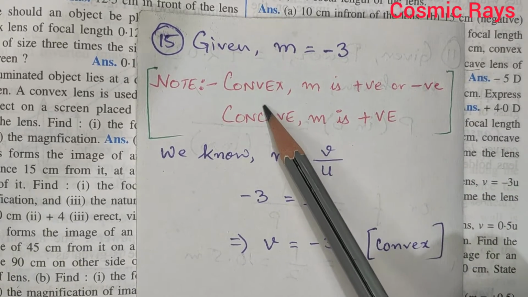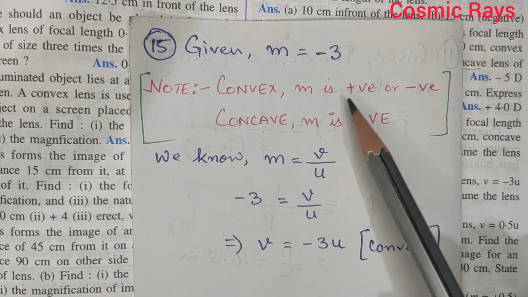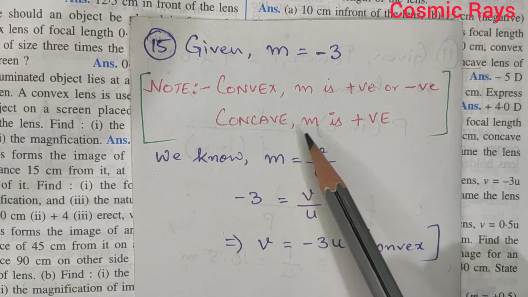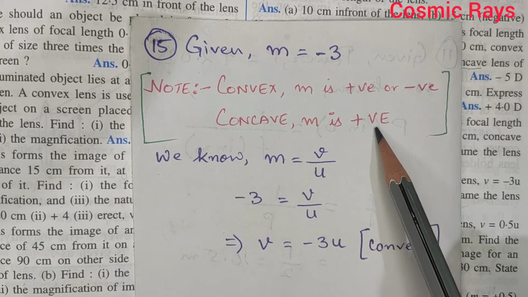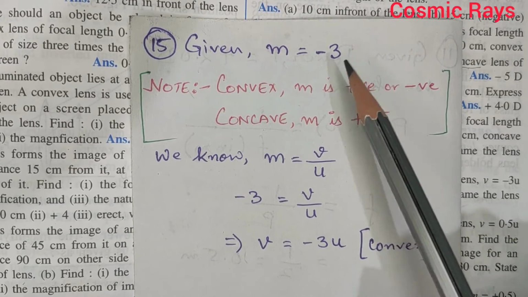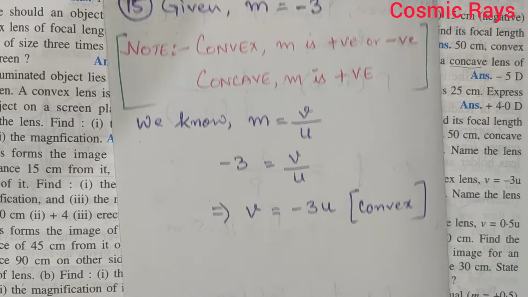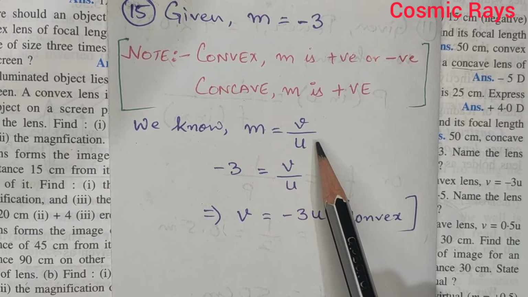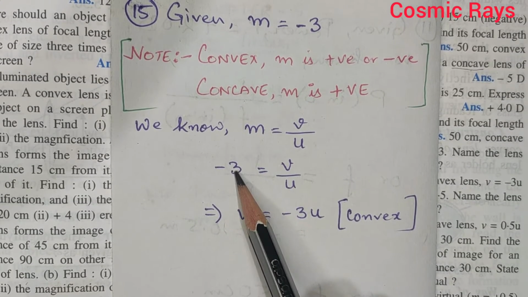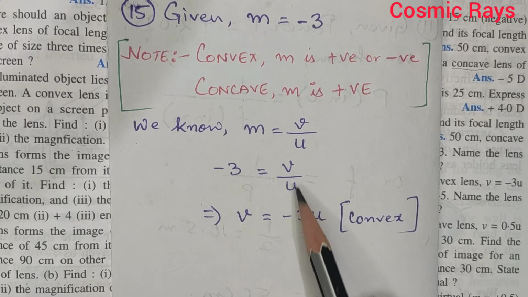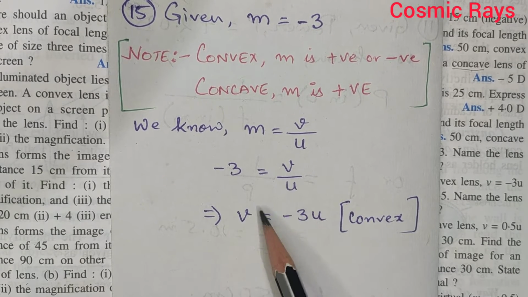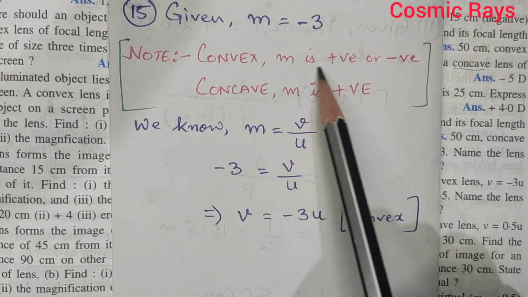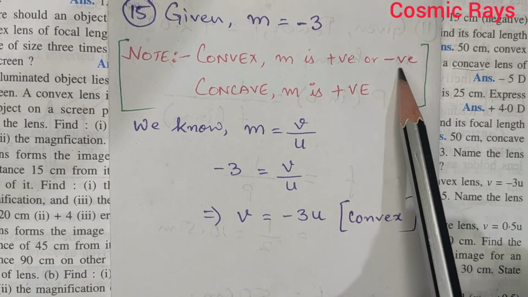Now for a convex lens, magnification is positive or negative, but for a concave lens, magnification is always positive. So here it's negative, so the lens is convex. Now we know that the magnification is equal to V upon U. Magnification is minus 3, which is equal to V upon U. So you just cross multiply. So V will be equal to minus 3U, and the lens is convex because the magnification is negative.